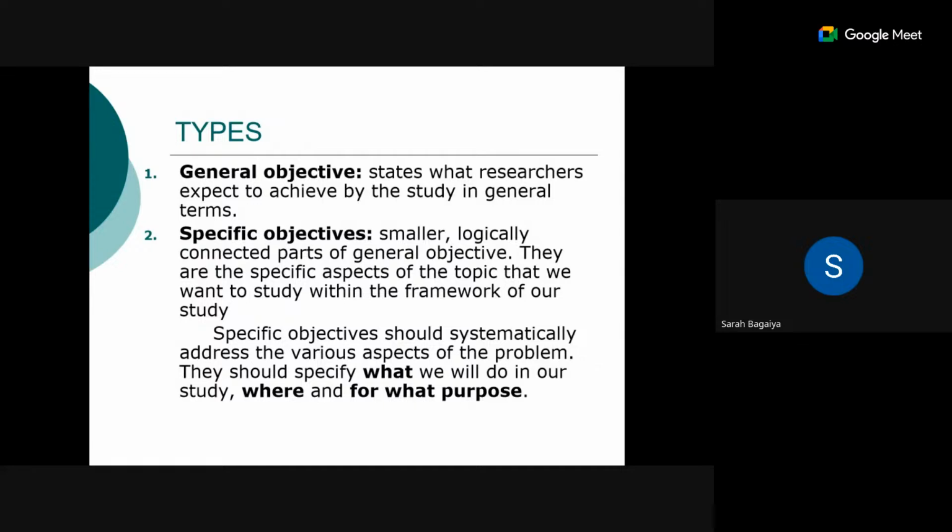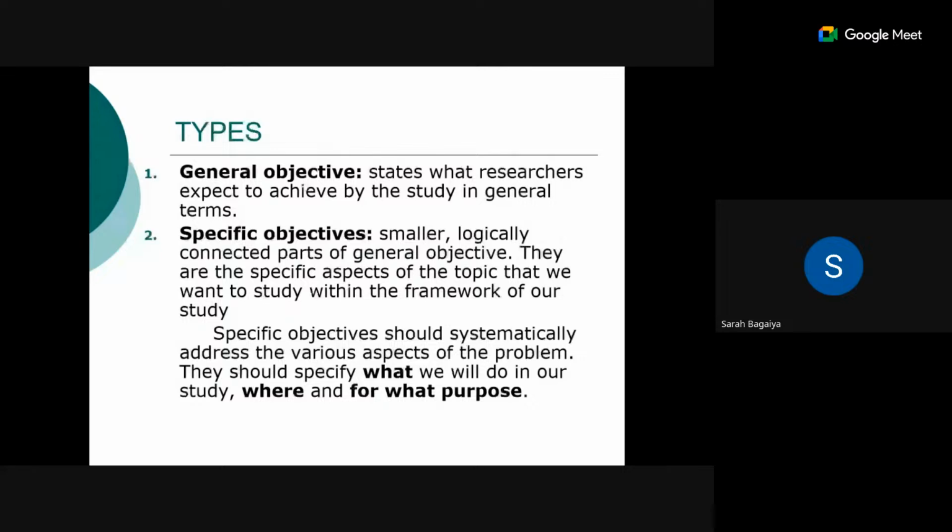So the general objectives are broader, and the specific objectives are smaller and more broken down. Specific objectives should systematically address the various aspects of the problem. They should specify what we will do in our study, where and for what purpose.